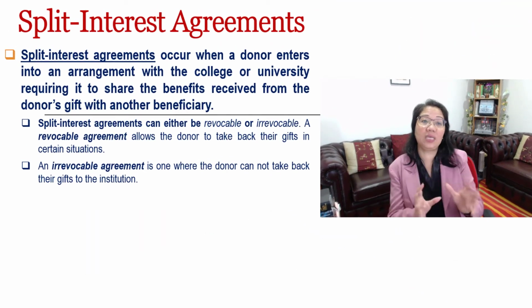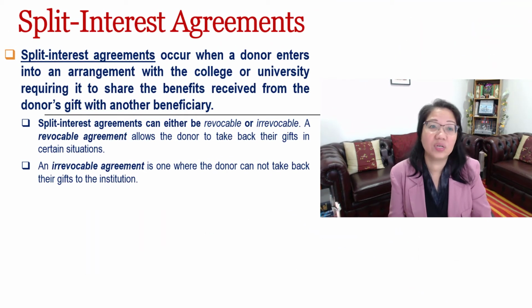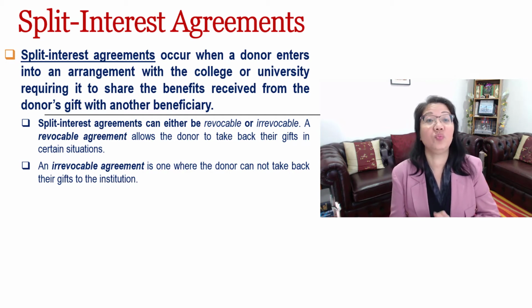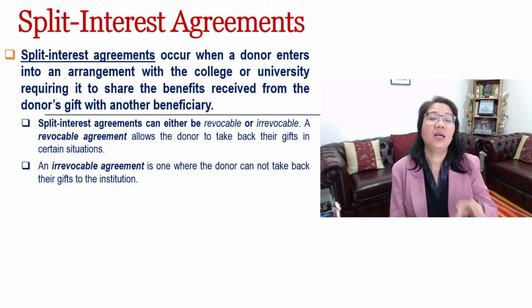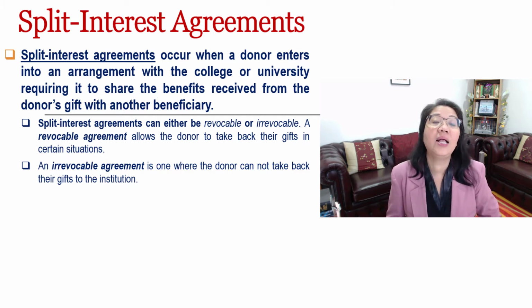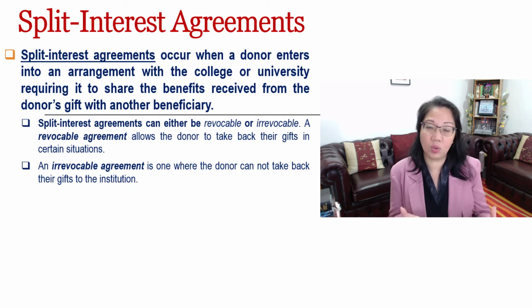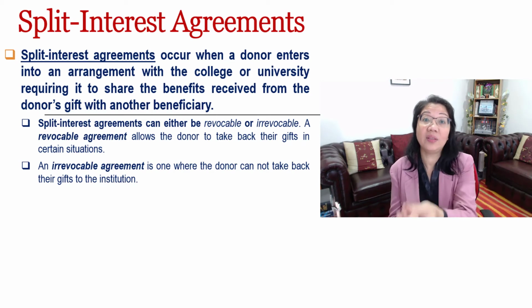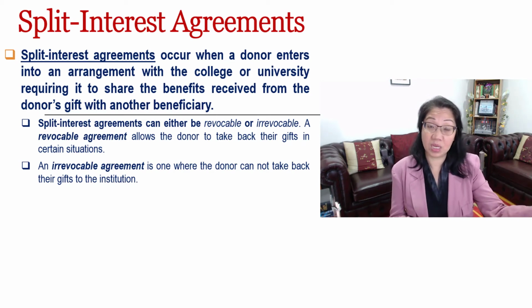Let's move on to what we call split interest agreements. A split interest agreement occurs when a donor enters into an arrangement with the college or university requiring it to share the benefits received from the donor's gift with another beneficiary. So that's why we call it split interest. It is possible that the person donating will be the other beneficiary apart from the university.